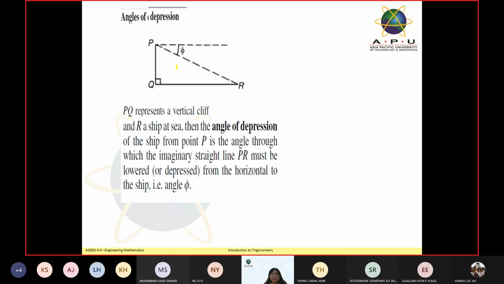Then how about angles of depression? When it comes to angles of depression, this is an example. PQ represents a vertical cliff. So this one is a cliff. Then there's a ship at R.